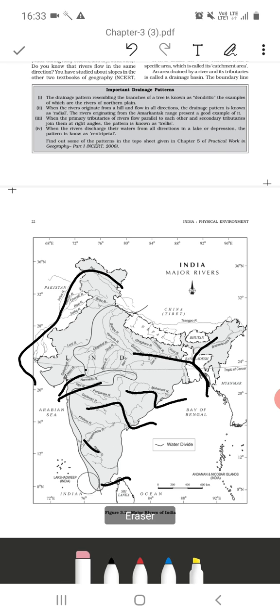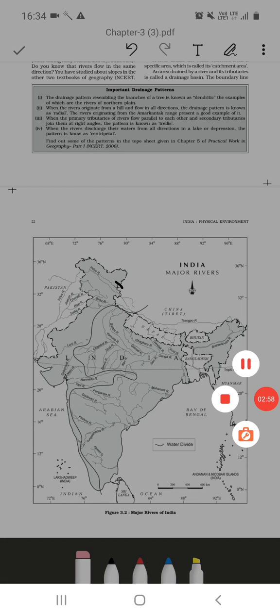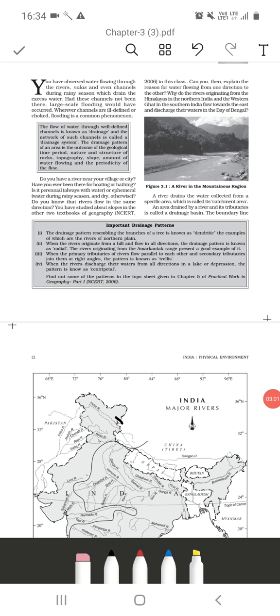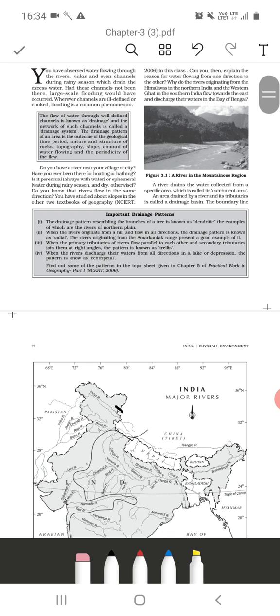Now before we start our discussion about these different drainage systems or river channels, let's discuss drainage pattern. By drainage pattern we mean that specific pattern which is developed because of the geological structure of a particular region, because of the topography, the slope and the rock structure, etc. A certain pattern developed by these rivers is known as drainage pattern.